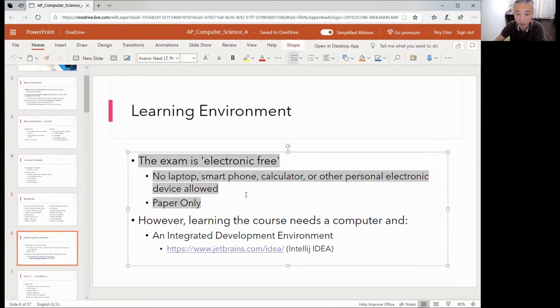Remember that exam is electronic free. And even though the exam is electronic free, our course is electronic intensive. So everyone at least needs your computer. Every week you should ask your parents for time. If your parents don't allow you to use the computer freely, that's fine. Of course, they should apply some restriction there.